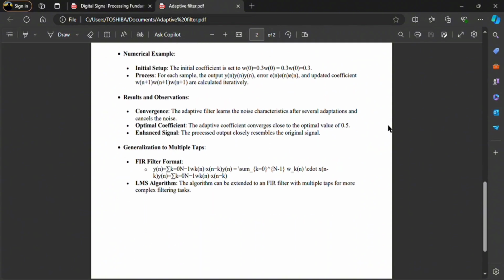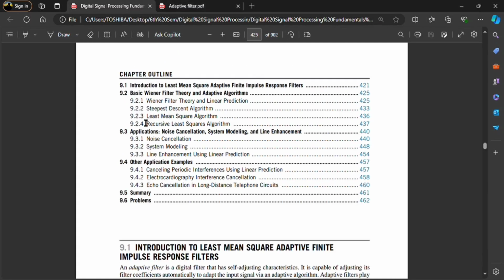And then we have multiple types of these algorithms, and now we are moving towards the book. Here you can see the outline of section 9.1, in which we introduce the least mean square adaptive filters, and all this we discuss in the PDF.